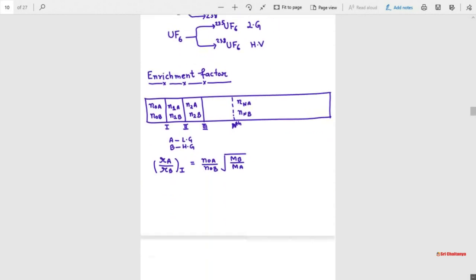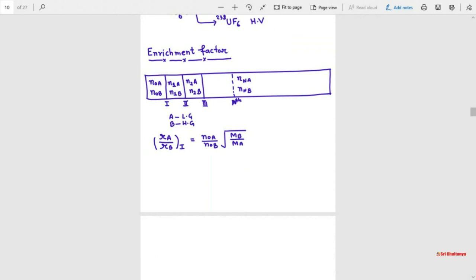So after the first step of diffusion, here I can write that this is equal to, time is the same for both, so that will cancel out. So I can write that N1A upon N1B is equal to N naught A upon N naught B, molar mass of B upon molar mass of A to the power half, right?